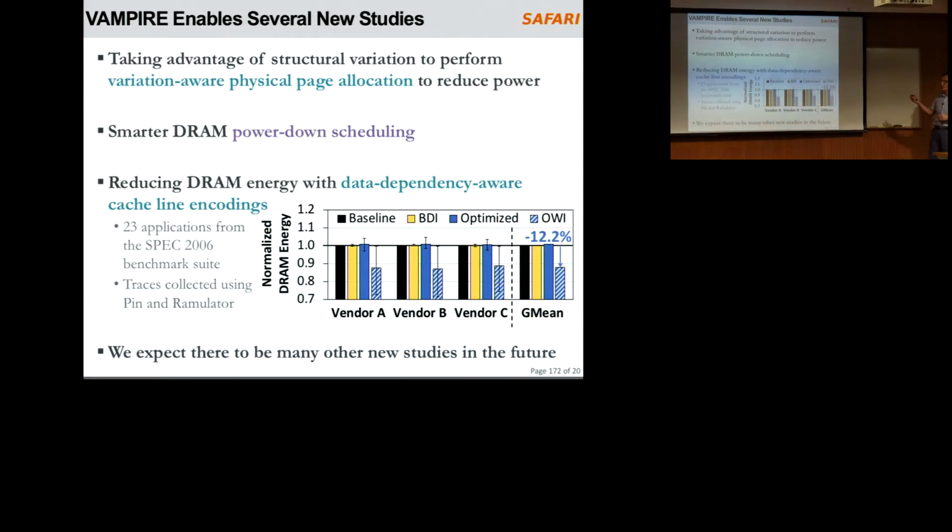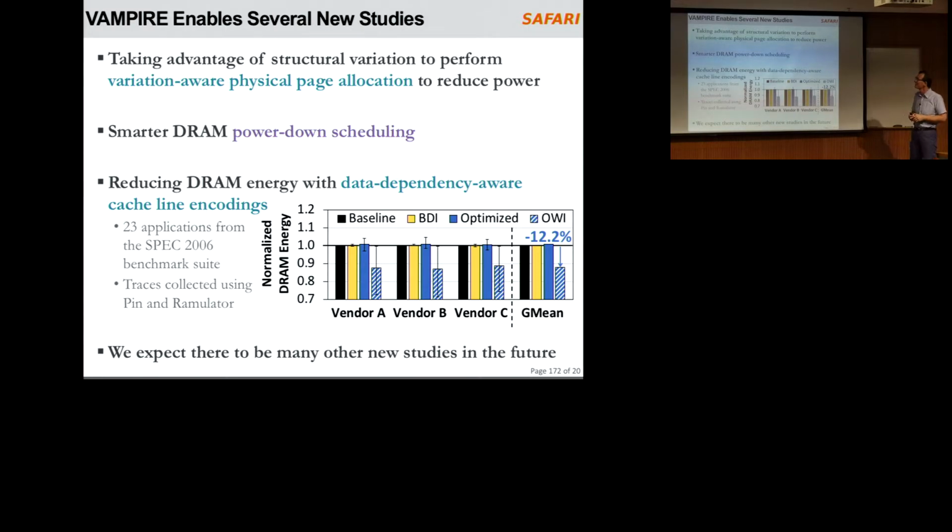Okay, so that's the idea. So what can you do with these models? Certainly, you get better accuracy, but in the paper, we also look at some other things. For example, you could take advantage of the structural variation to perform variation-aware physical page allocation to reduce power, because there's a lot of variation in terms of banks, in terms of their power draw.